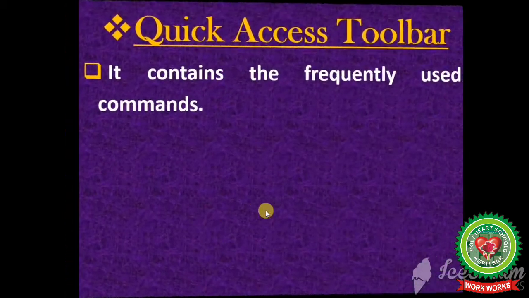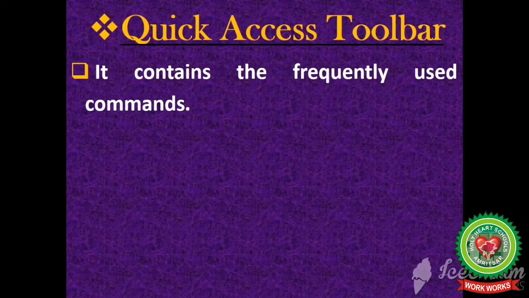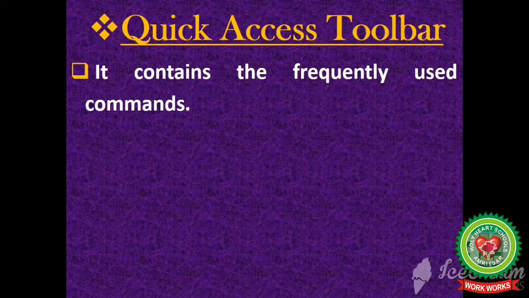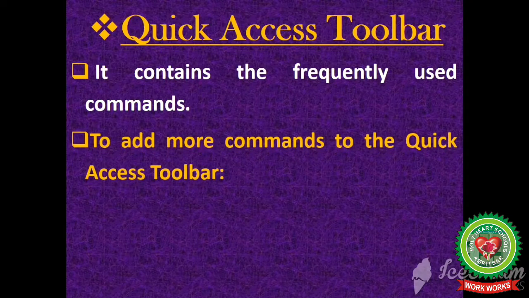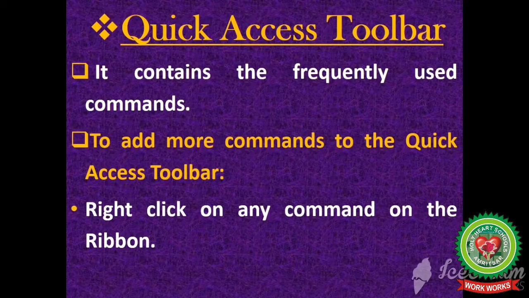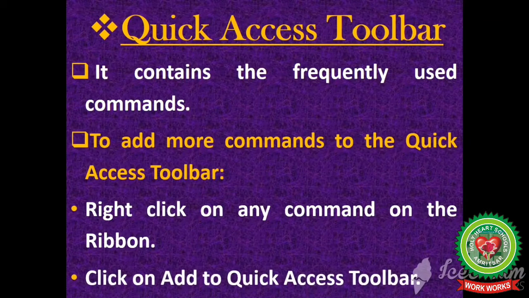The second component is Quick Access Toolbar. It contains the frequently used commands. To add more commands to the Quick Access Toolbar, we are having two steps, that is right click on any command on the ribbon, and second is click on Add to Quick Access Toolbar. So let's do its practical.